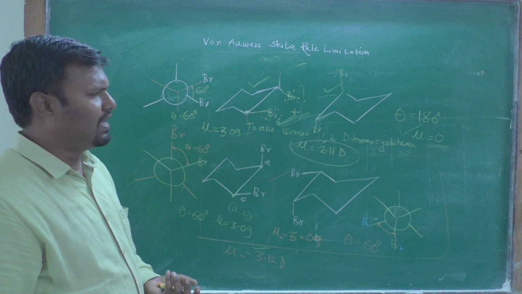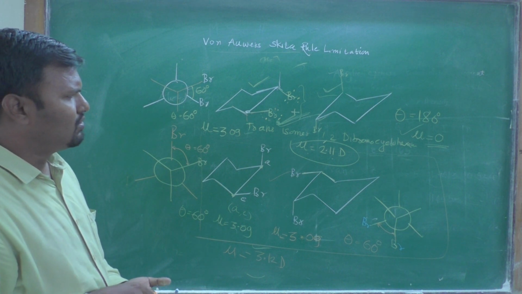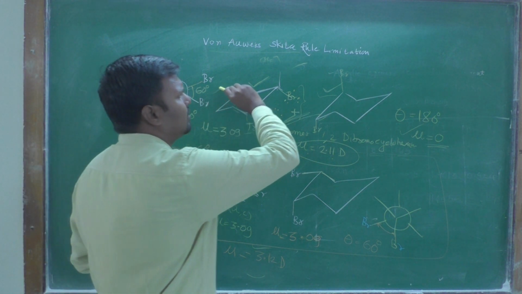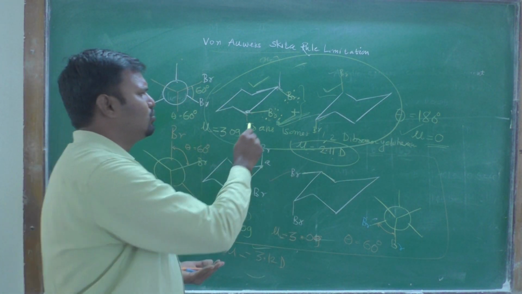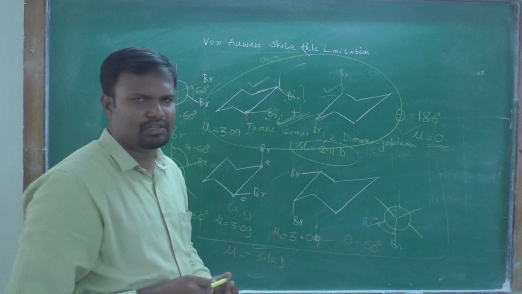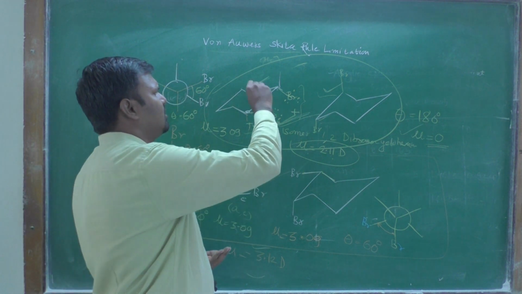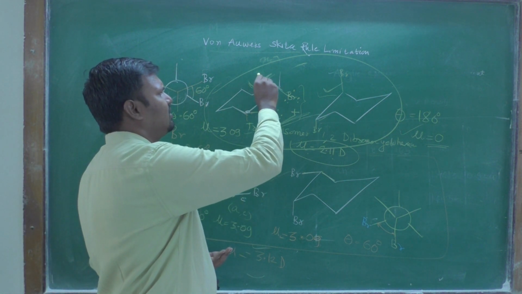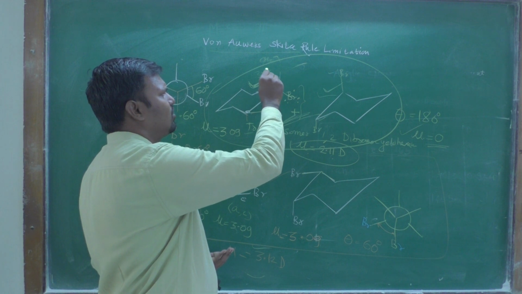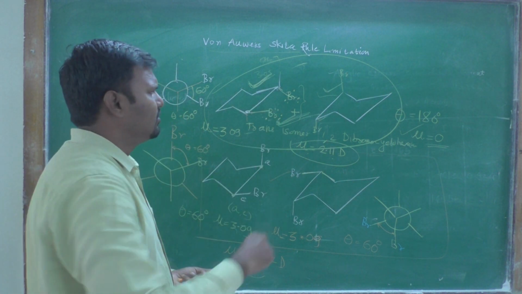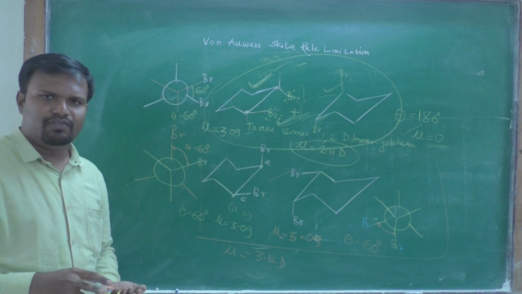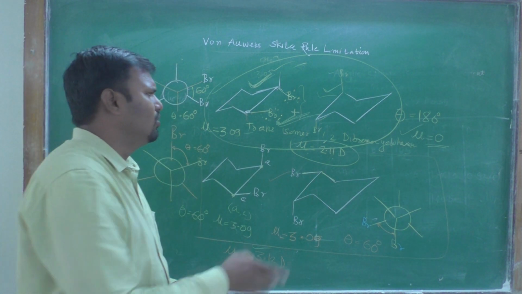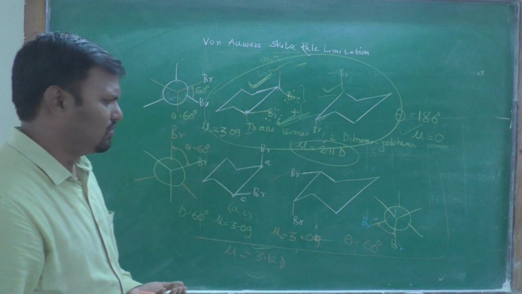When we apply the Van't Hoff-Auwers rule to this compound, among these two isomers, the isomer having the higher theoretical dipole moment, 3.09, has the higher physical constant.